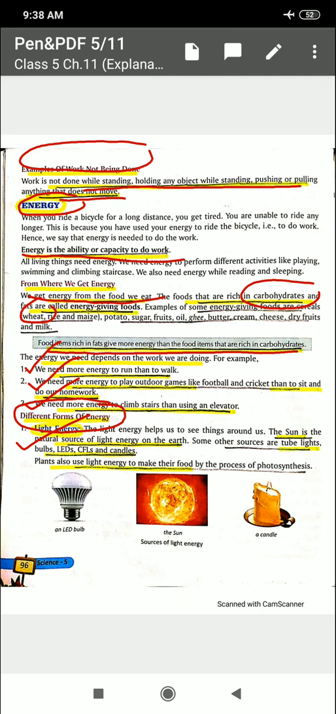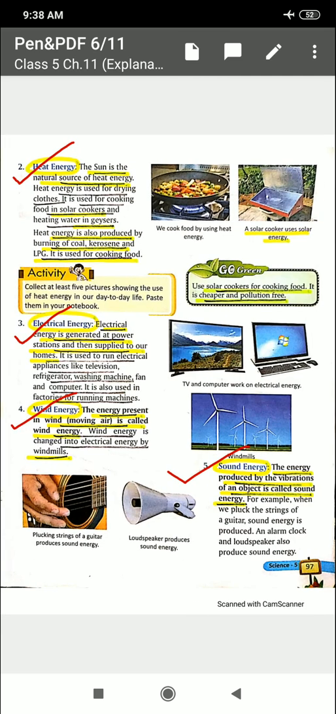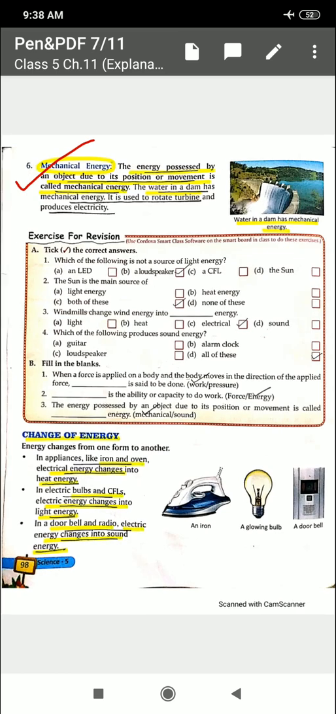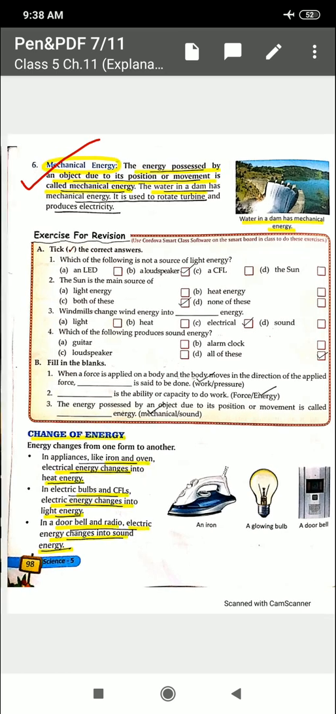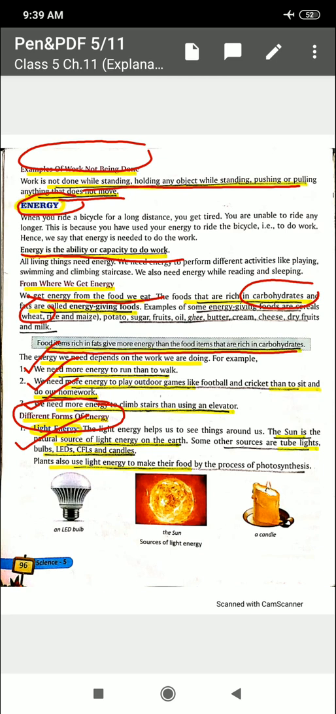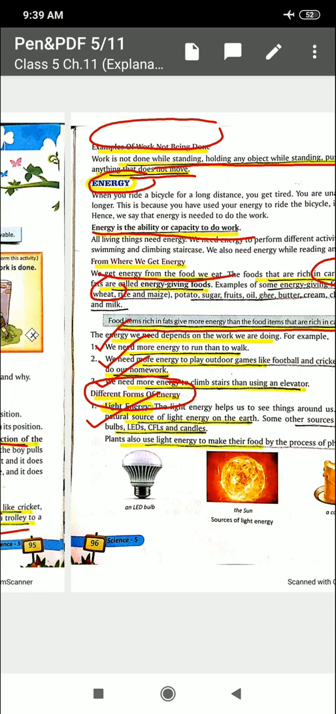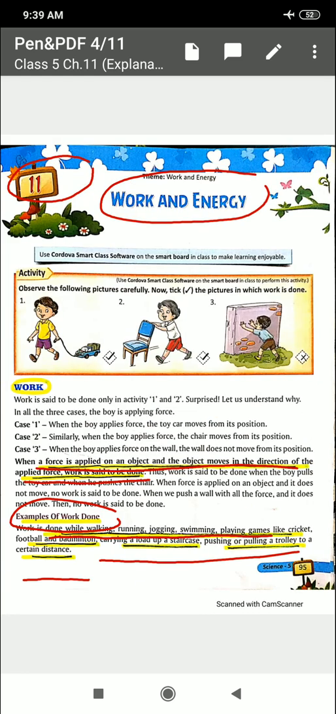That is light energy, heat energy, electrical energy, wind energy, sound energy, and mechanical energy. All these different forms of energy, children, I'll discuss with you in the next video. By that time, you all must read the chapter till the topic I explained and underline the important terms.